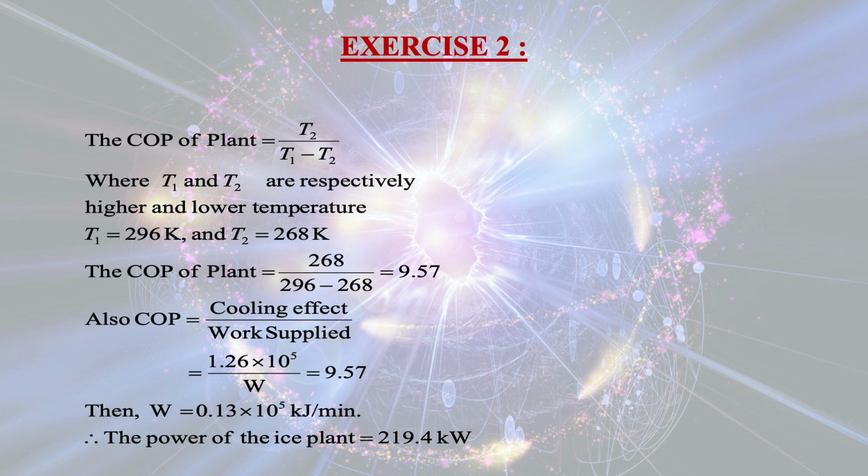9.57, and also COP is defined as cooling effect divided by work supplied. So the cooling effect you have already calculated. So there is COP, you already know, that is 9.57. So the work supplied W is equal to 0.13 into 10 to the power 5 kilojoule per minute. So power of the ice plant is equal to 219.4 kilowatt.